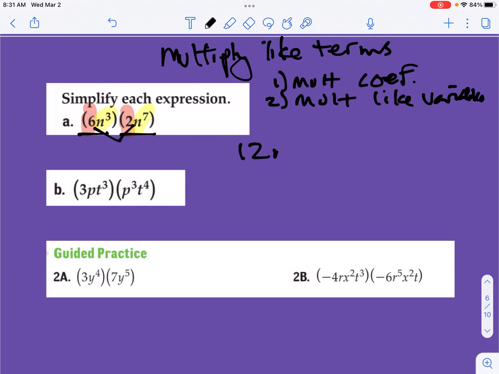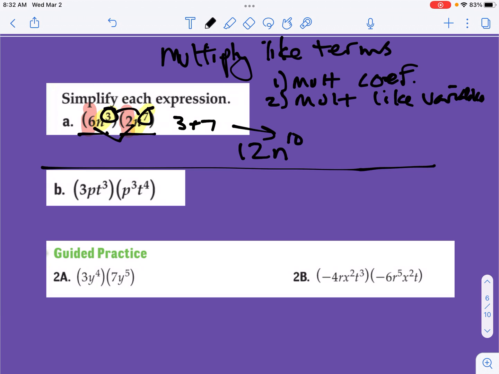And so I'm going to have an n. And then we do our new trick we learned, which is take 3 and 7, and we're going to go 3 plus 7, and we're going to get n to the 10th. And that is how that works. So that's how 6n to the third times 2n to the 7th becomes 12n to the 10th power.